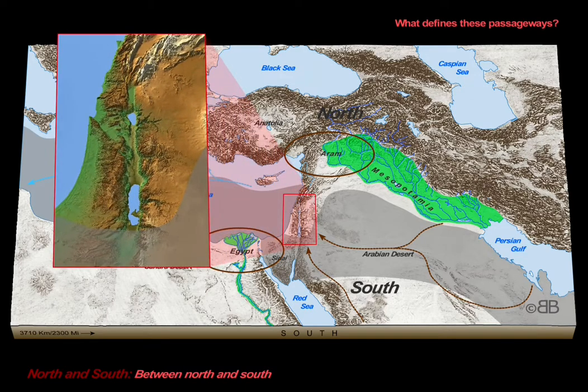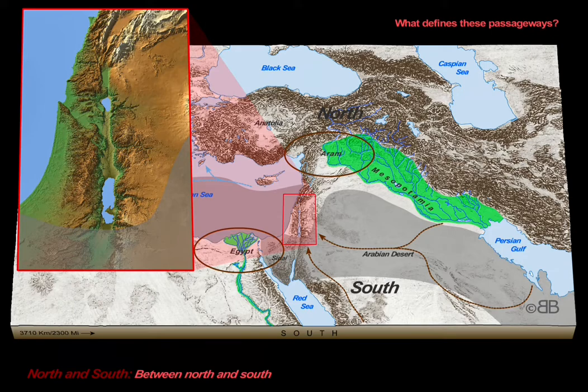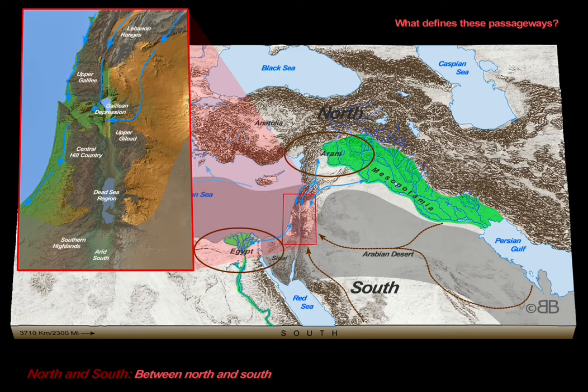Geological tension along the land bridge produces areas of difficulty. Lebanon's high ranges, Upper Galilee, obstacles in the Galilean Depression, the Central Hill Country, Upper Gilead and the Dead Sea region, the Southern Highlands, and the arid South. These difficulties define passageways or imperial highways which link the region of Aram and adjacent powers in Mesopotamia with Egypt in the Nile Valley beyond the northern Sinai Desert.